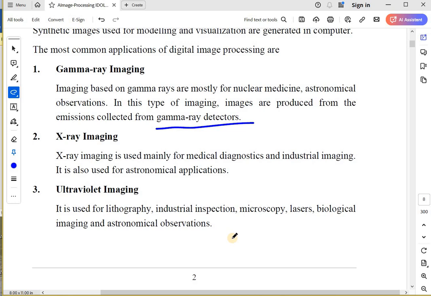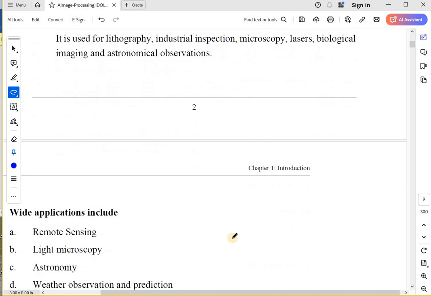So all these are different application areas of different types of images. So we don't only talk of the images which are captured in visible light. Images captured in visible light are images, of course, but there are also images which are detected using a gamma ray detector or detected using an X-ray detector.